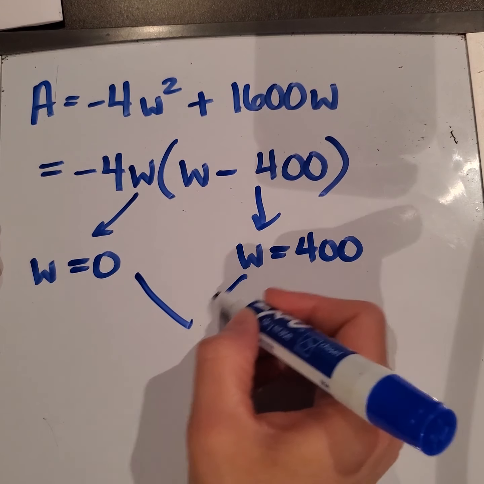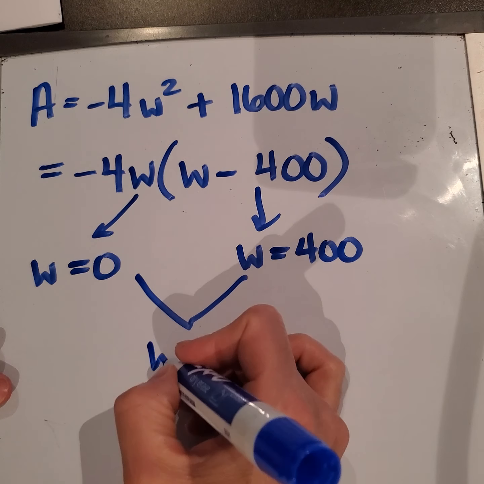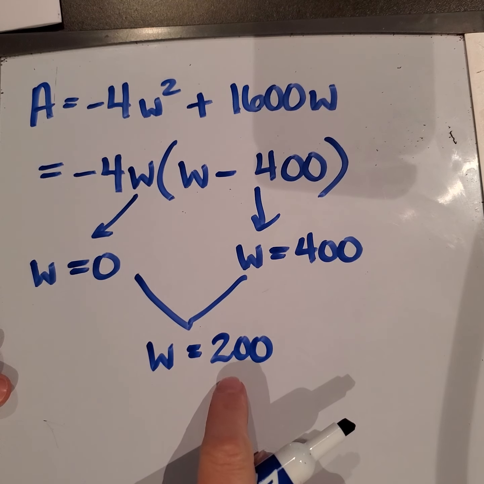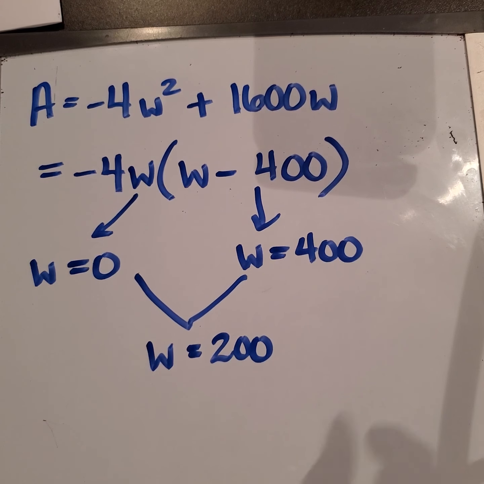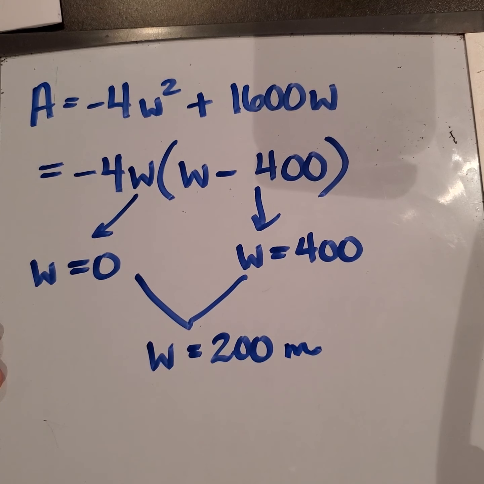Now I'm going to find my axis of symmetry. 0 plus 400 is 400, cut in half is 200. So what does this mean? When I let the width be 200, I will maximize the area of my field. So again, this is my axis of symmetry. This is the value of the width.